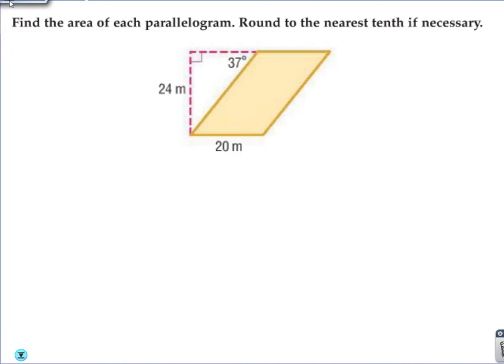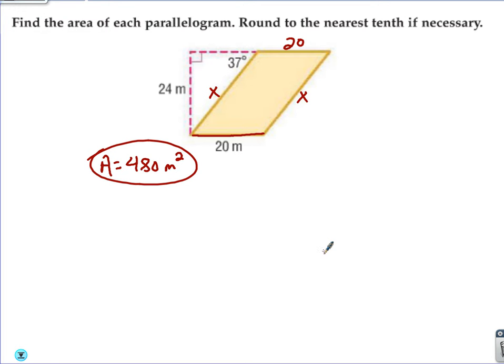Let's find the area and perimeter on this just to give you some extra practice. Area is equal to base times height. Well, that's 20 times 24. So the area is 480 meters squared. Like I said, just for extra practice, let's find the perimeter too. This is 20 and I know this is 20, but I don't know these two sides.